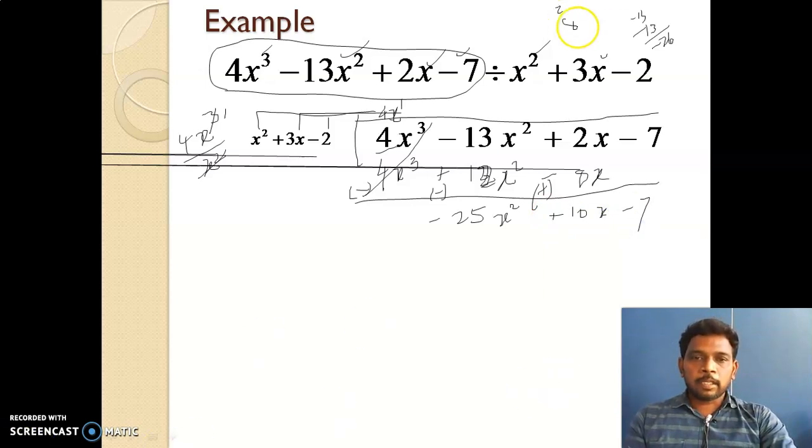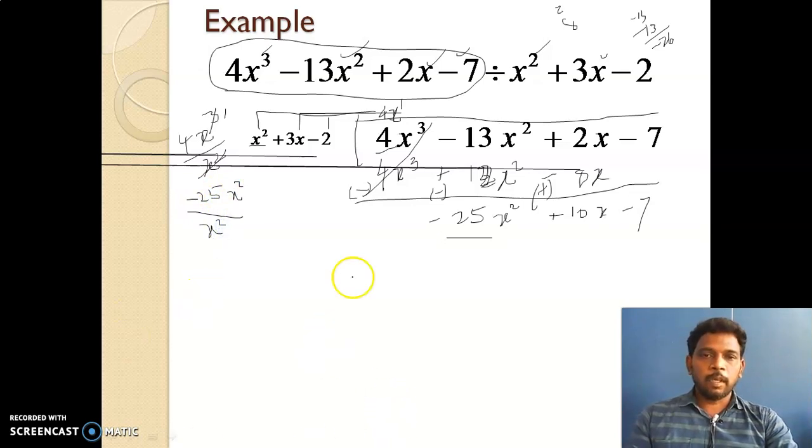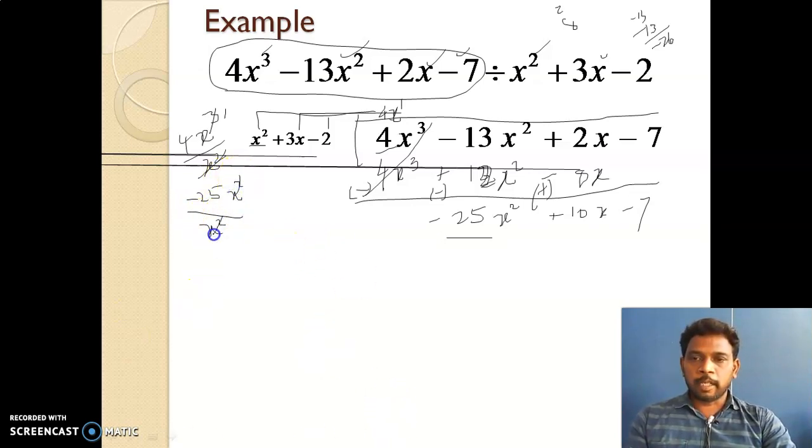Okay, and next look at the degree of the remainder here. So degree of the remainder is 2, here the degree of the divisor is 2, so both are same, therefore continue the procedure. Okay, so divide the first term by the first term. So minus 25x square divided by x square. Okay, so this x square gets cancelled.